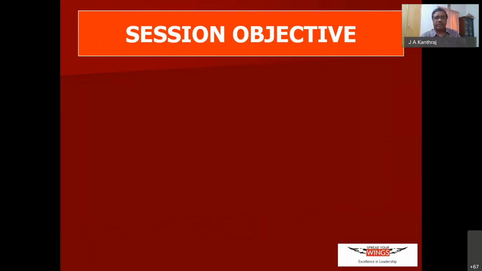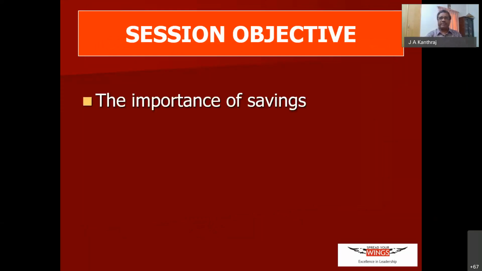Now, what is the objective of this session? The importance of savings. But before we go further, we should understand what this term savings means to us. There are three important factors that we need to know. What is saving and how is it useful? Number one, why is savings important? Number two, some important benefits of savings. These are the three factors we need to understand about the term savings. Often we think savings means setting aside money. Yes, correct. But what it means is very important.